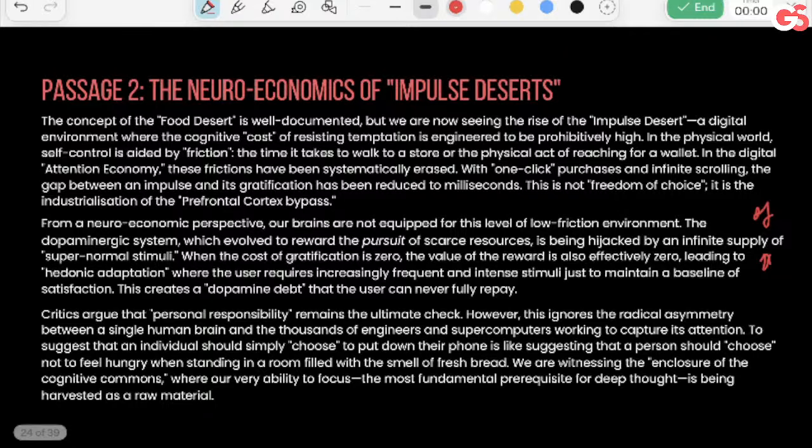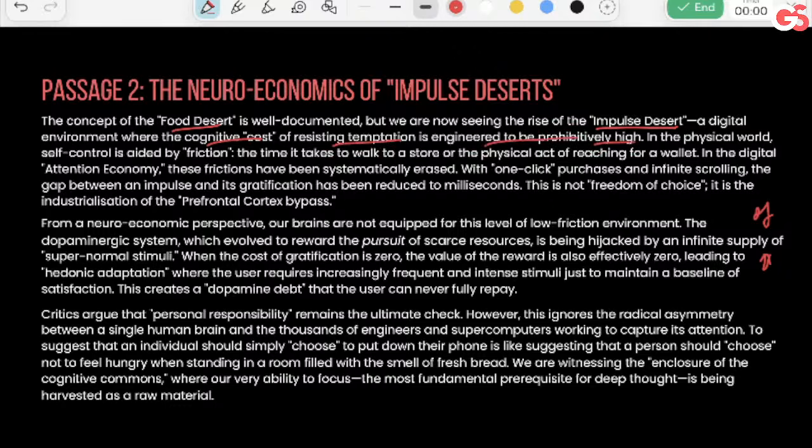There are certain things which you need to know in this passage actually. The concept food desert. Food desert is an urban settlement in which finding good, nutritious, tasteful food is difficult. Okay, that is food desert. Now we're seeing the rise of impulse desert, a digital environment where the cognitive cost of resisting temptation is engineered to be prohibitively high.